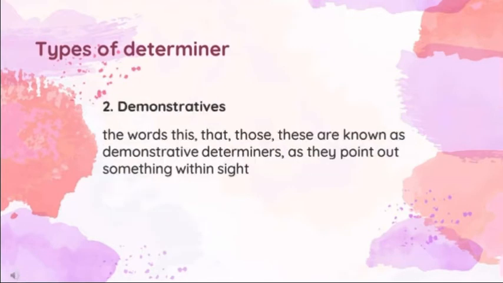The second is demonstrative. The words this, that, these, those are known as demonstrative determiners, as they point out something with its sign. Example, this is my laptop. Demonstrative used as pronoun, subject of the verb, is.